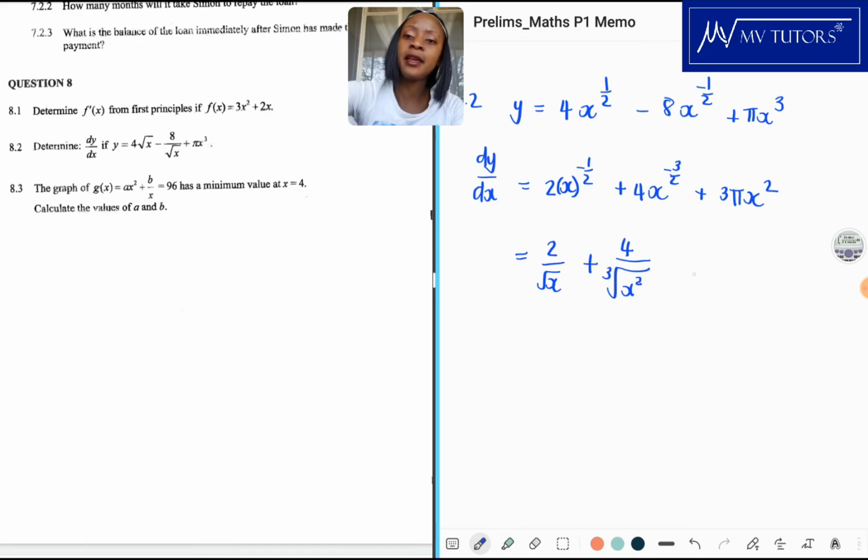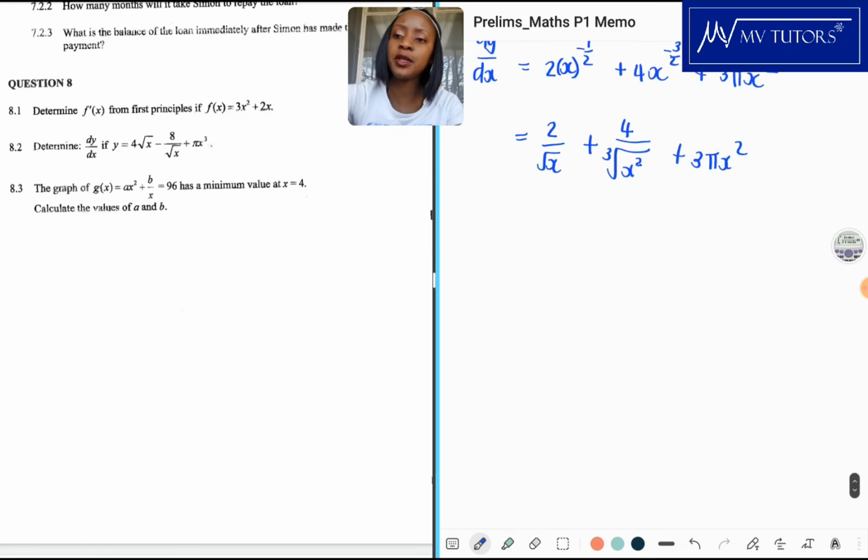We have 3 there, and then we have 3 pi x squared. Okay, so that's 8.2. Now we can do 8.3. It says the graph of g of x is equal to 8x squared plus b over x is equal to 96. Yeah? So we have a parabola, a quadratic function, where the y value is equal to 96.